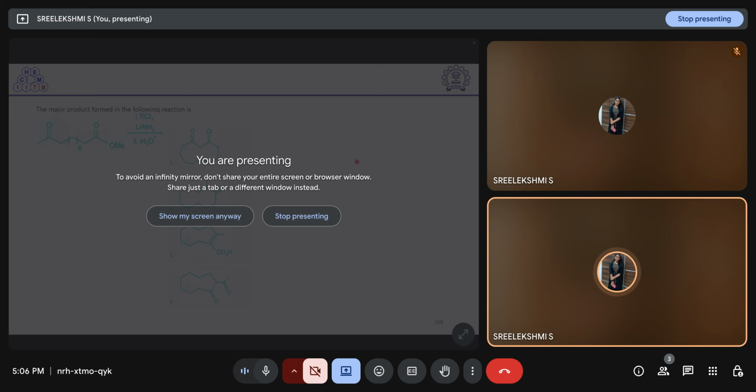Now moving to the next question: the major product formed in the following reaction. Here this compound is treated with TiCl3, LiAlH4 and then hydrolysis. Which will be the major product here? I think this question also we discussed last time, so I will not go into detail. I will give you 2 minutes and then let you know the answer, and then we'll move ahead with the next question.